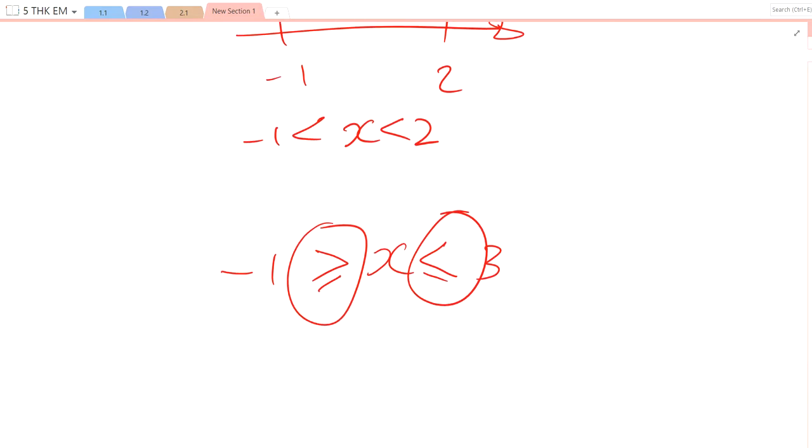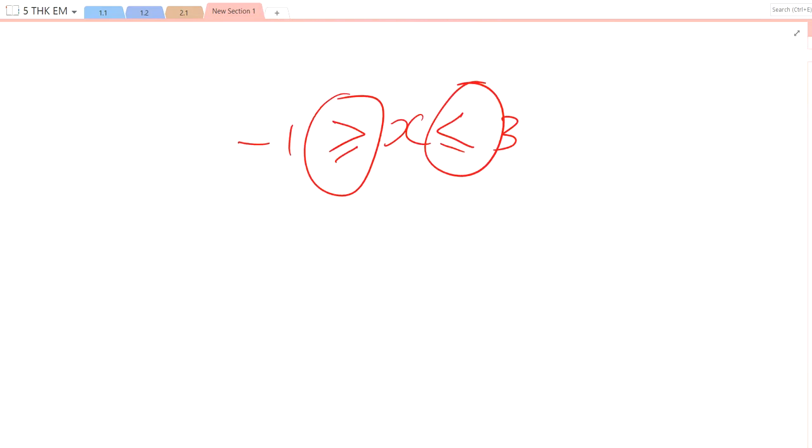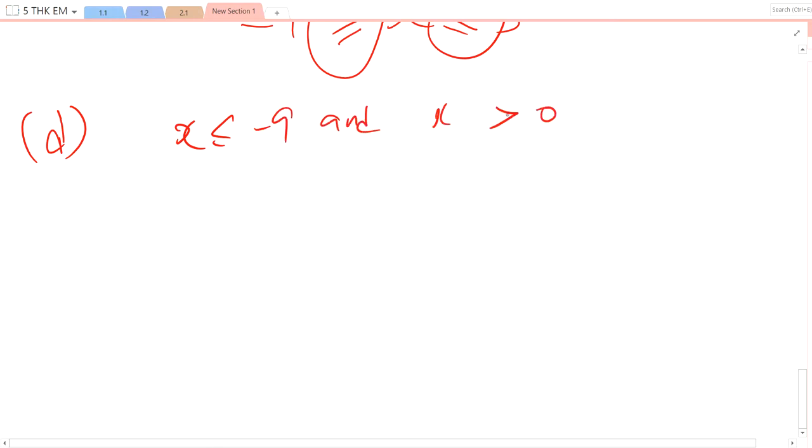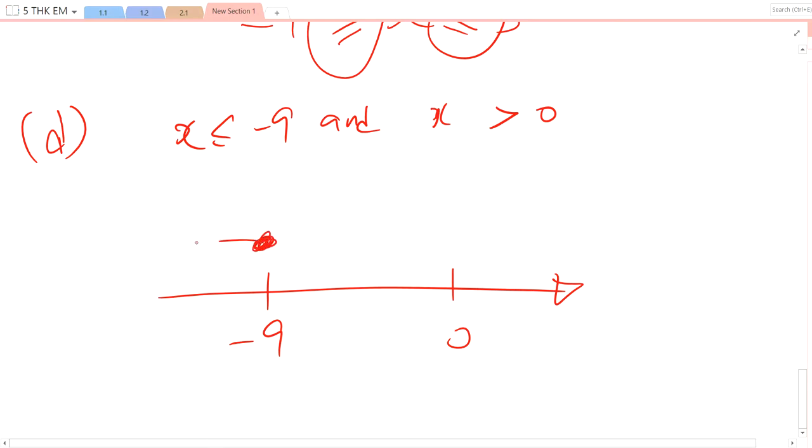Okay, next we have part D. X less than or equal to -9 and x greater than 0. Okay, so number line, we've got -9 over here, 0. Okay, x less than or equal to -9. Solid or hollow? Solid. Left or right? Left, with an arrow. X greater than 0. Solid or hollow? Hollow. Right.